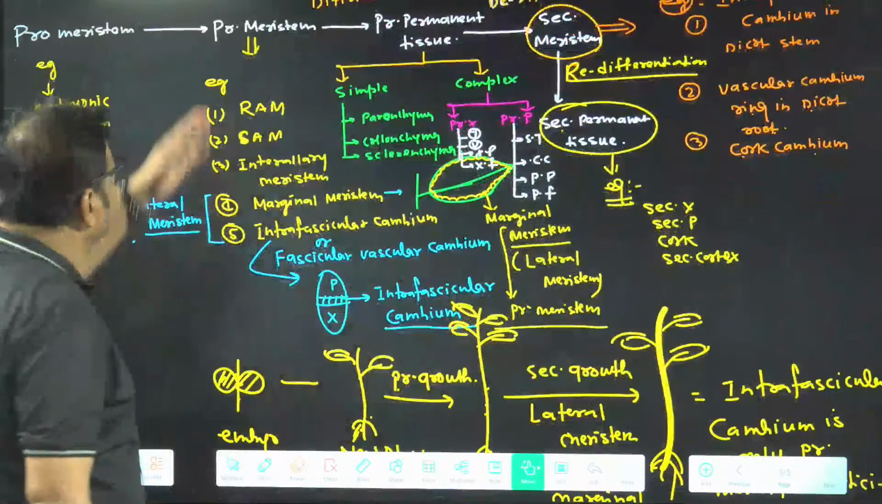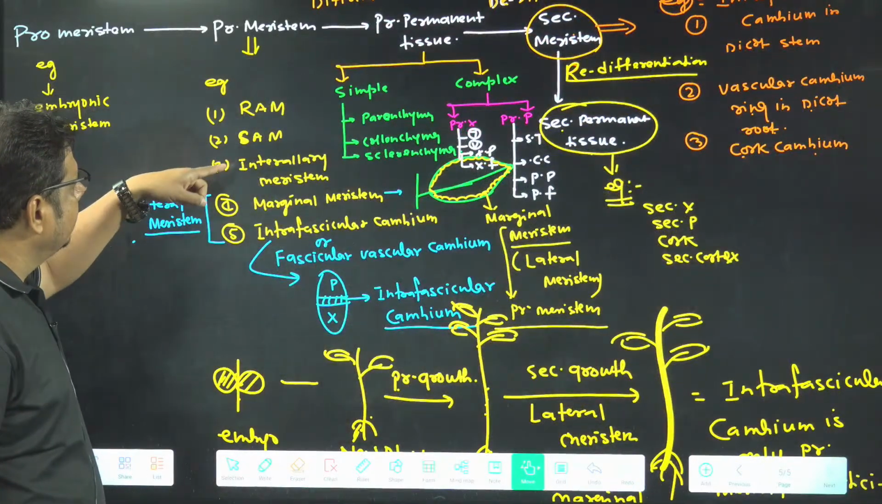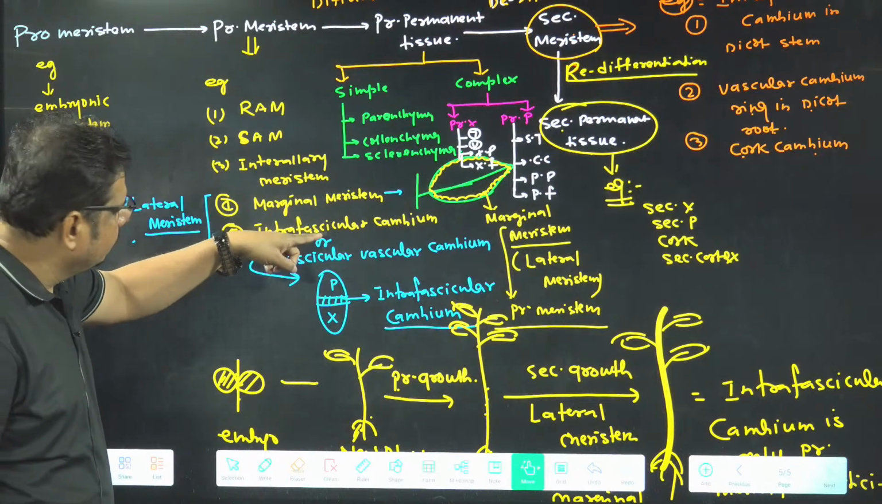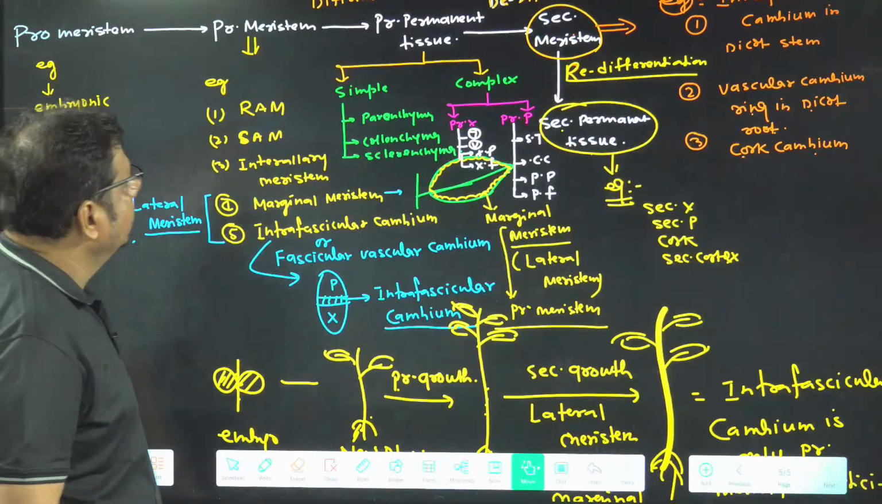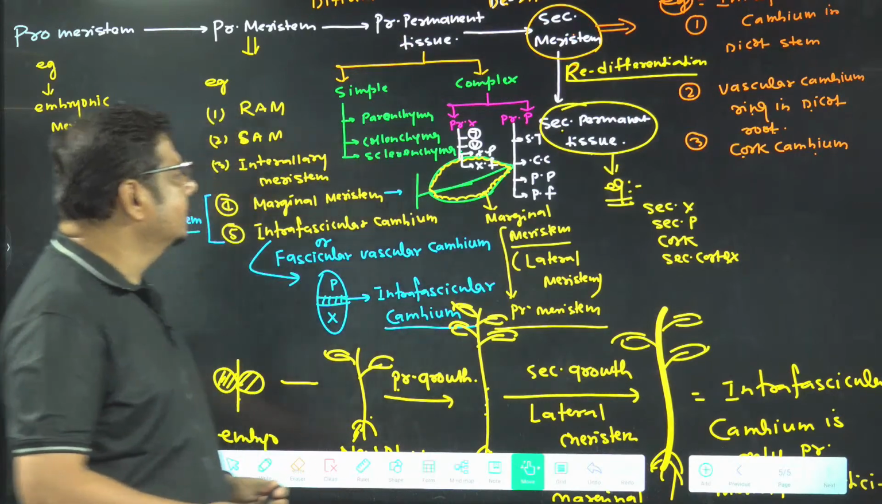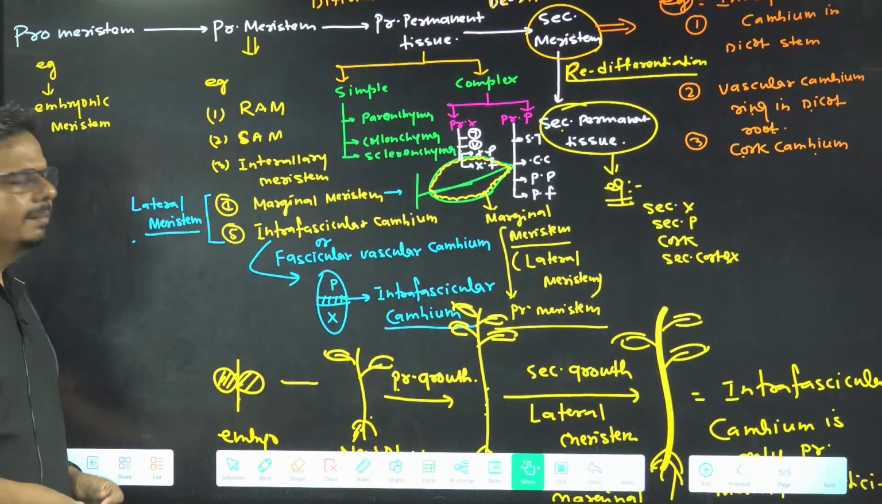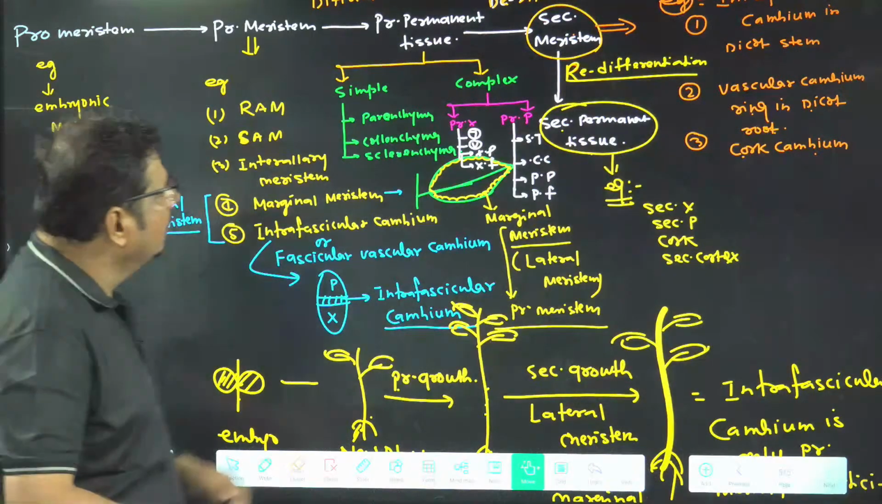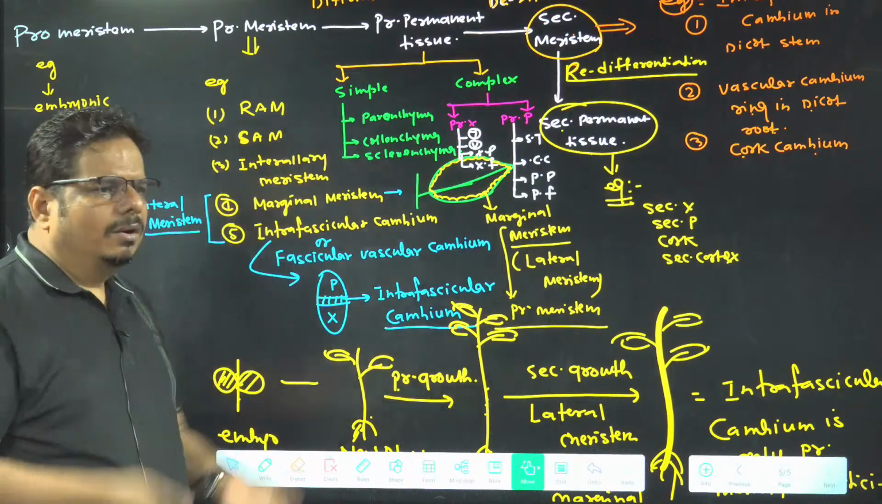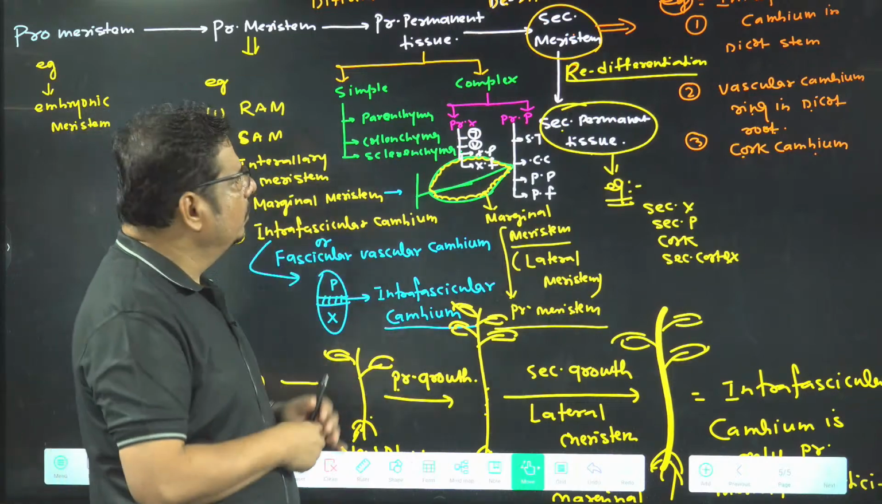Now everywhere I wrote examples. I wrote examples of primary meristem: RAM, SAM, intercalary meristem, marginal meristem, and which one? Intrafascicular cambium. Primary permanent tissue examples I wrote: simple, complex. Simple are which ones? Parenchyma, collenchyma, sclerenchyma. Complex: primary xylem, primary phloem. Right? All are part of primary xylem and primary phloem.